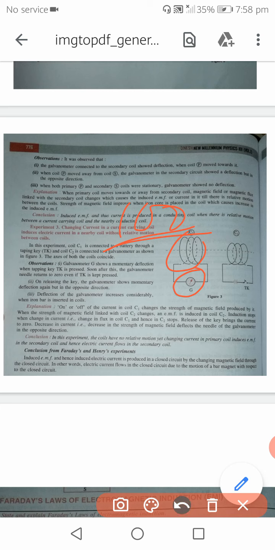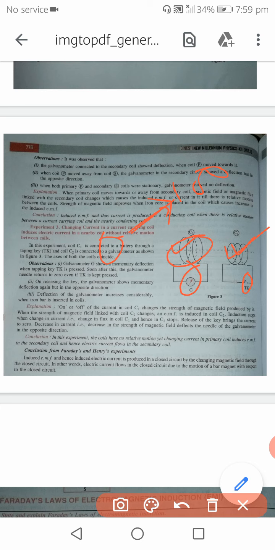I hope it is clear. Initially there was no current, so the field lines linked with this coil were 0. When the switch is on, current develops in it. As a result, suppose the field lines linked with this coil become 100. So there is a change at this moment. When the switch is on, there is a change from 0 to 100, and thus we get current in the circuit. The galvanometer momentarily shows deflection, then it stops. Then the galvanometer does not show deflection, because now there is no change in flux.